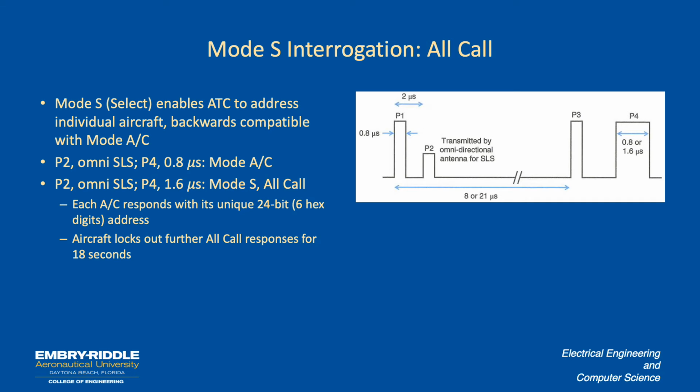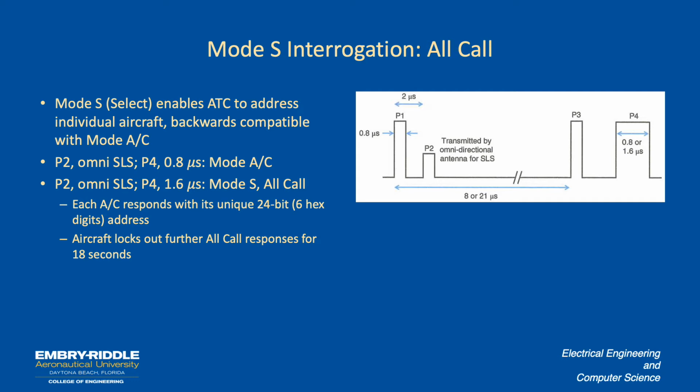There's a bug on this slide: P2 is actually transmitted by the directional beam for this all call response. Excuse me, no, P2 is still sent by the Omni antennas for the all call, but P4 is now a 1.6 microsecond long pulse. That's the Mode S all call. So the air traffic controller is sending out to every aircraft saying, give me your identity. So each aircraft will respond.